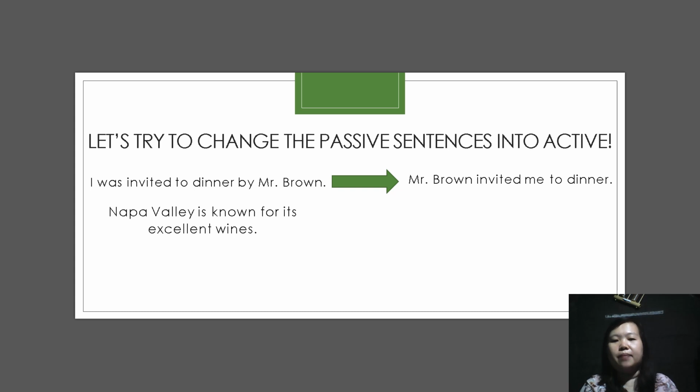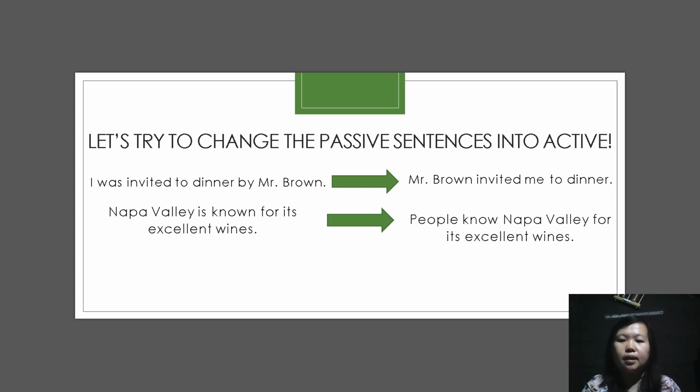And then the second example. Napa Valley is known for its excellent wines. We have no by phrase there. So we just use people or someone as the subject of the active sentence. It becomes people know Napa Valley for its excellent wines. Is known is simple present tense. So if the passive is known, it is changed into active becomes know.